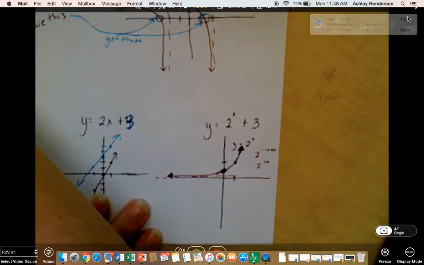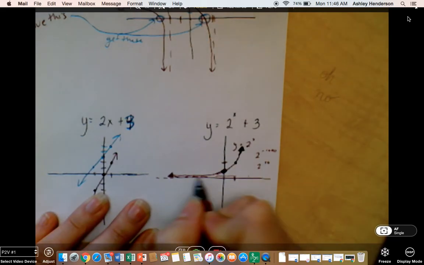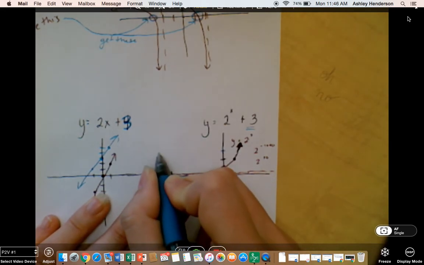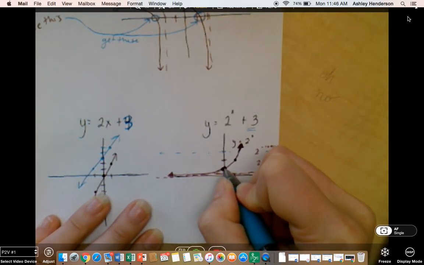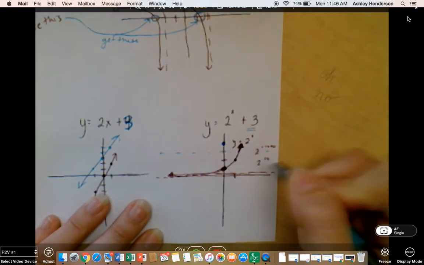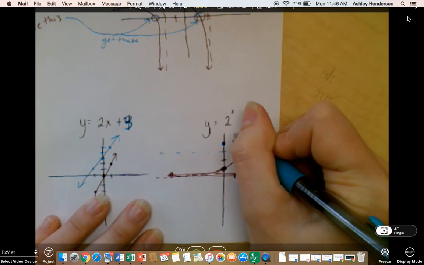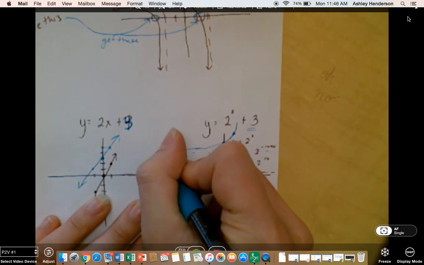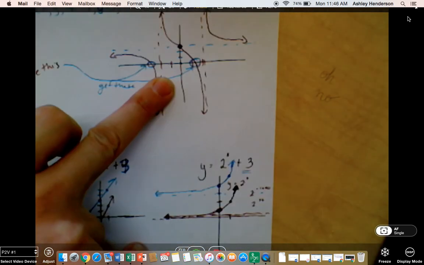Horizontal asymptote at 0. So if I shift everything up 3, my horizontal asymptote is now at 3. My y-intercept is now at 4, and this point 1, 2 is now at 1, 5. So it's going to do this kind of thing. Okay, and that's what shifts on rational functions up here look like.